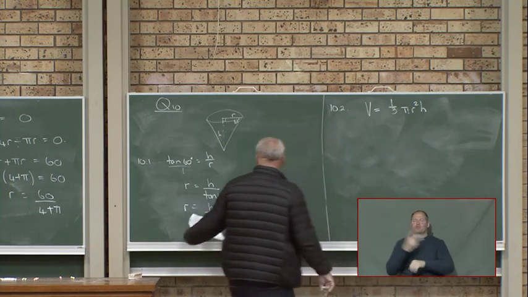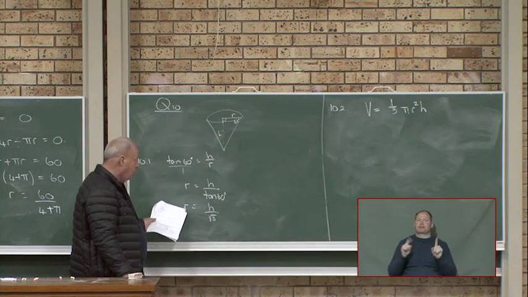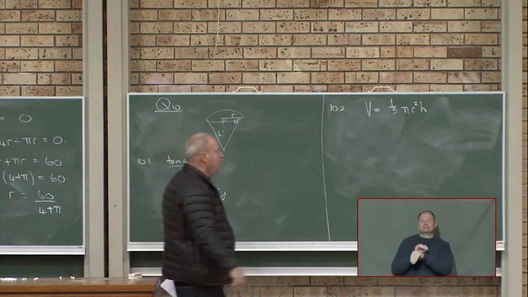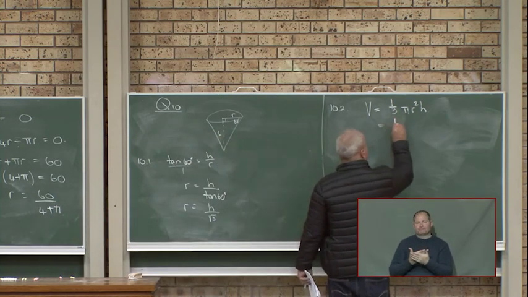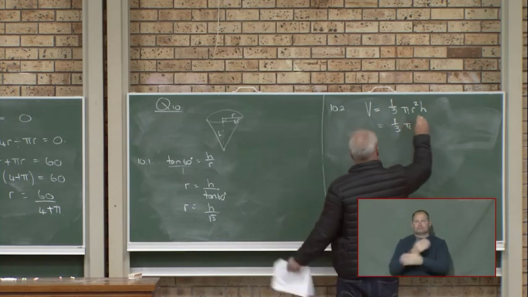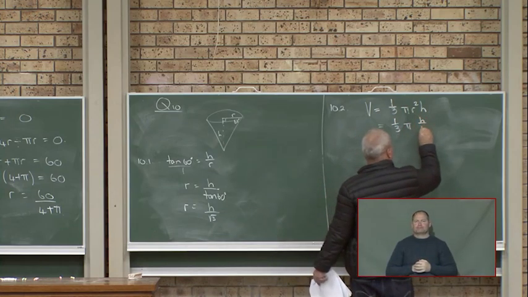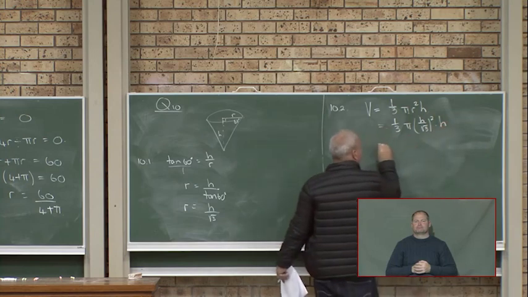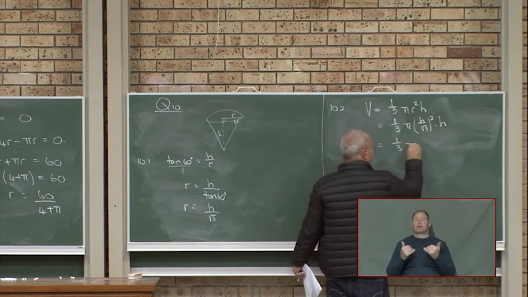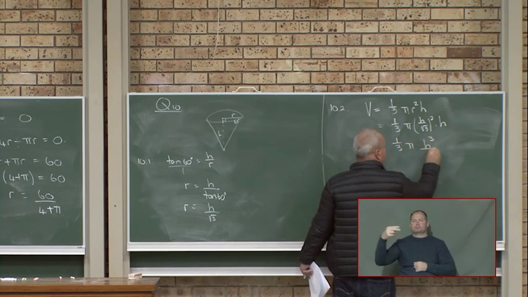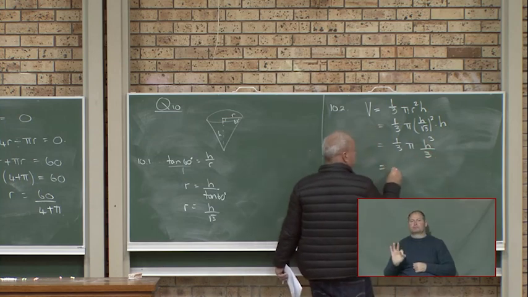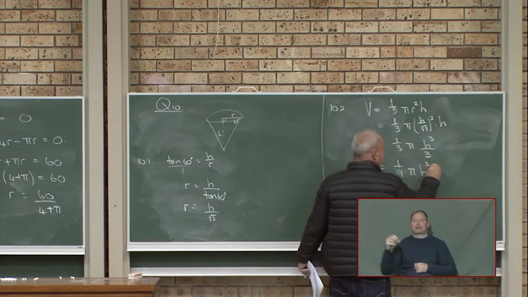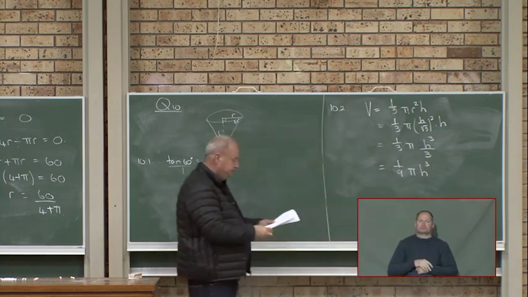But what can I say in terms of r? R I can replace by h over root 3. So that there is equal to 1/3 pi, r is equal to h over root 3 squared times h, which is equal to 1/3 pi h cubed over 3, which is equal to 1 over 9 pi h cubed. Right, is that clear?